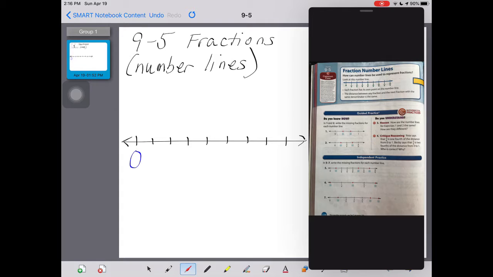Hey guys, today we're going to take a look at lesson 9-5. We're going to continue our fraction extravaganza, and this time showing how fractions can be represented on number lines.